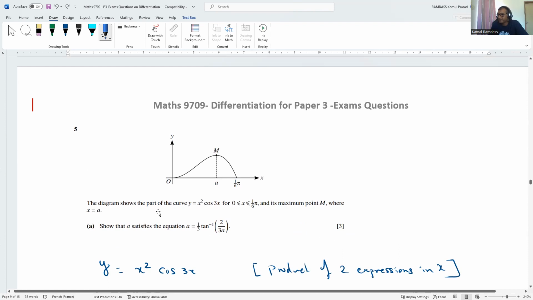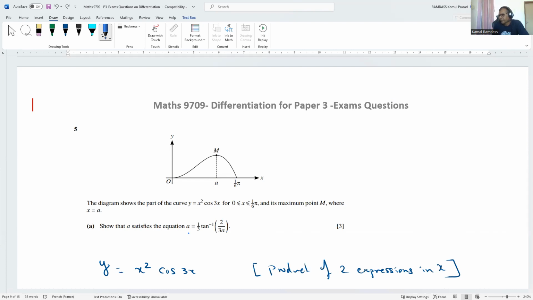The diagram shows part of the curve y is equal to x squared cos 3x for the range x greater than or equal to 0 and less than or equal to pi by 6, and its maximum point M where x is equal to A. Show that A satisfies the equation A is equal to 1/3 tan inverse of 2 over 3A. Show that A satisfies.